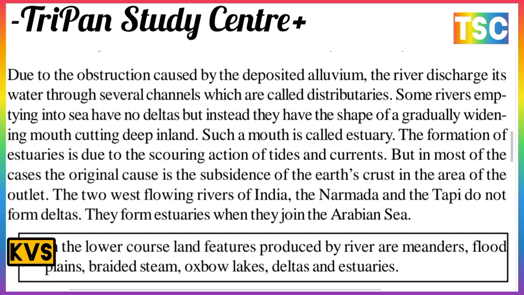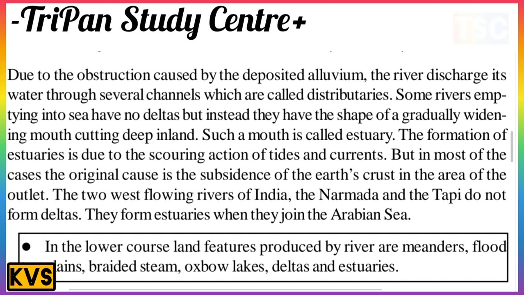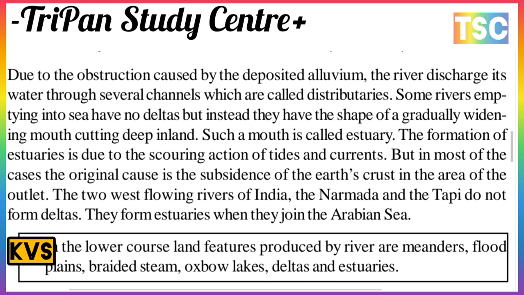In the lower course, landforms produced by the river are meanders, floodplains, braided streams, oxbow lakes, deltas and estuaries.